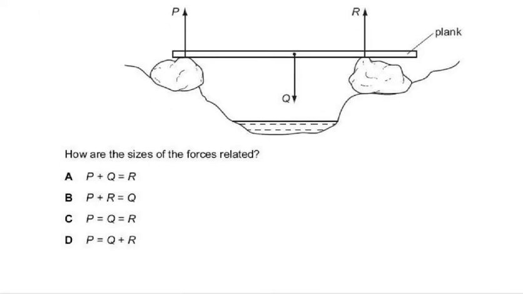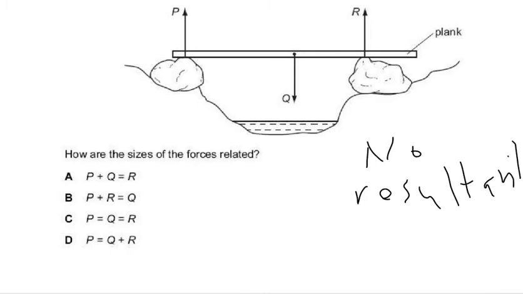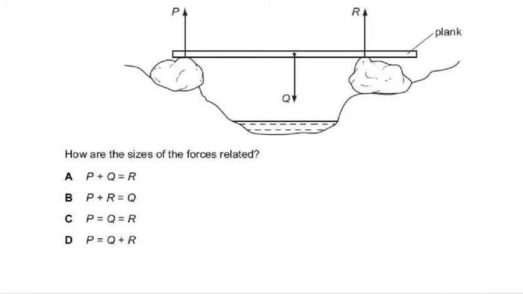Well, in equilibrium, no resultant force, right? So we know that there's no resultant force. I'm sorry, my handwriting is awful. So what does that mean? It means that the total upward force has to equal the total downward force.